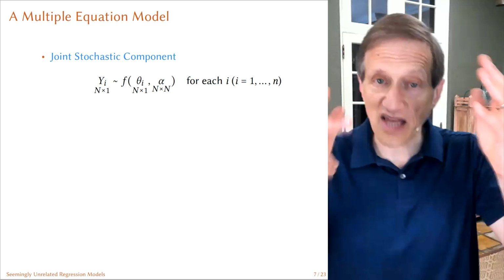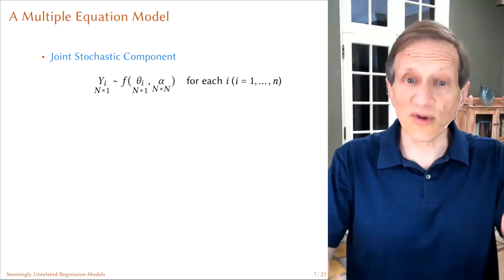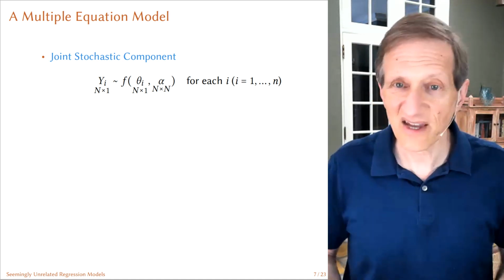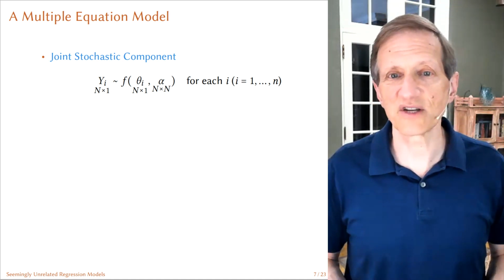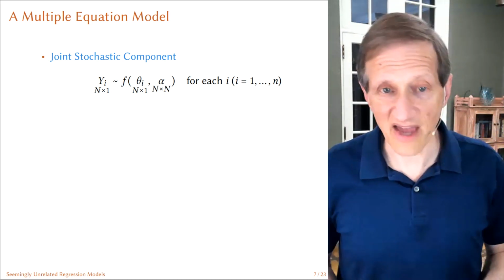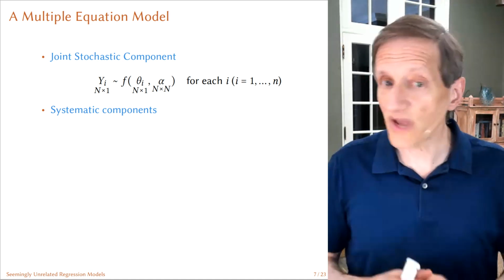Theta i is an N by 1 vector. Alpha is an N by N matrix. If this were normal, theta i would be the mean, and alpha would be the sigma variance covariance matrix. And this whole thing exists for i equal 1 to n. Okay, so that's the stochastic component, the joint stochastic component.